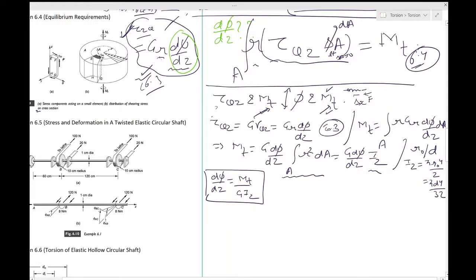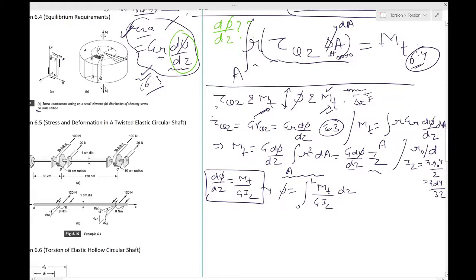So dφ/dz you can write like this. Now you want to eventually find the relationship between Mt and tau, or Mt and phi. For doing that you would have to just integrate this. So phi would go as the integral of Mt by GIz dz, and that would go from 0 to L.